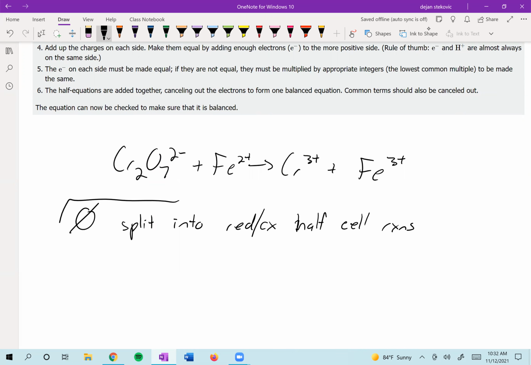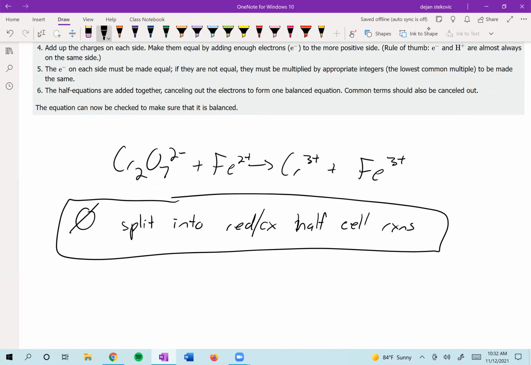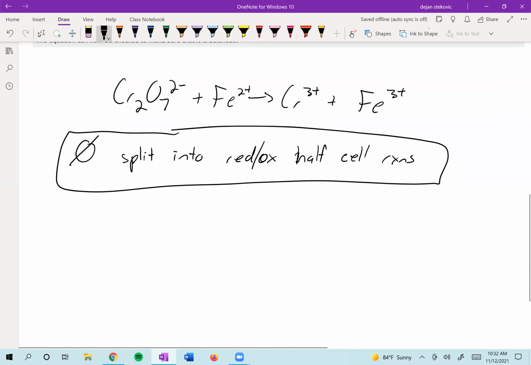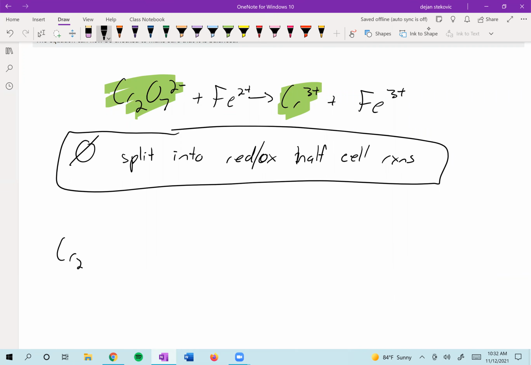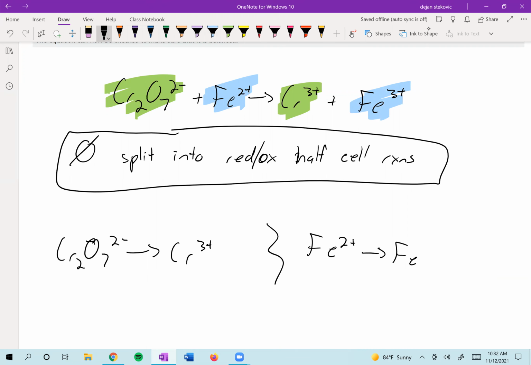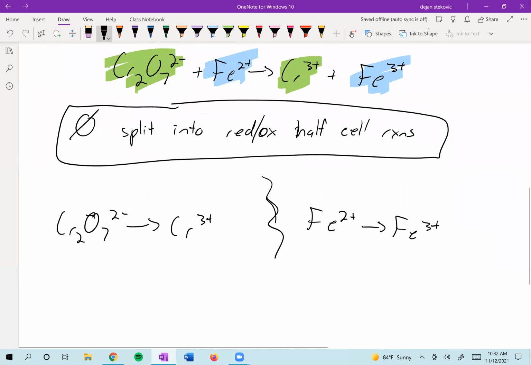Right, so we're going to split into our redox half cell reactions. On one side, we can note that we have this chromium, and then we have this chromium here. So that's going to be one side of our equation. And then the other half cell is going to be with the iron. And then we can label both sides. This step isn't necessary, but it's good to know.